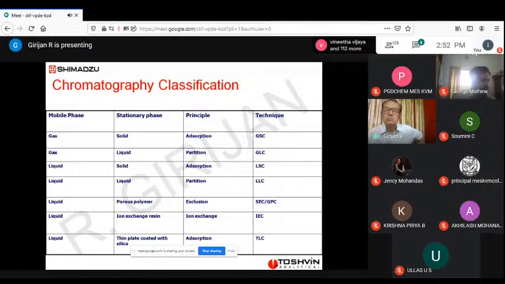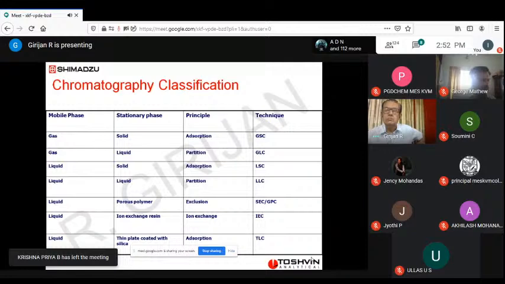Chromatography or gel permeation technique in the field of polymer chemistry, where everyone knows a polymer is a macromolecule. It does not have a specific molecular weight. For a polymer, we always talk in terms of molecular weight distribution, MWD.